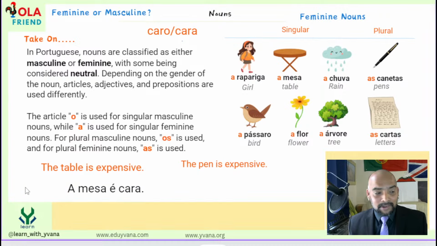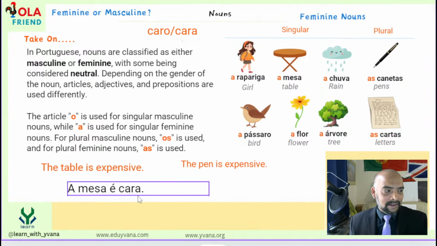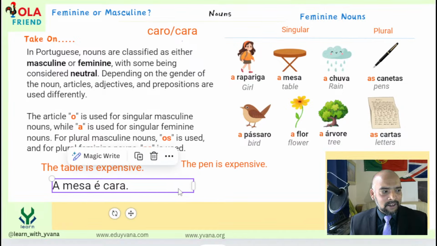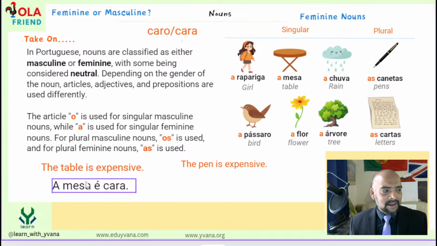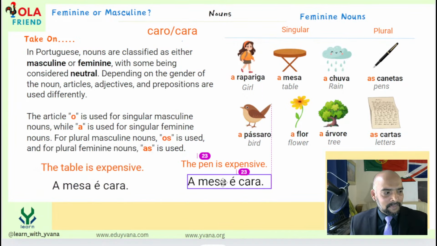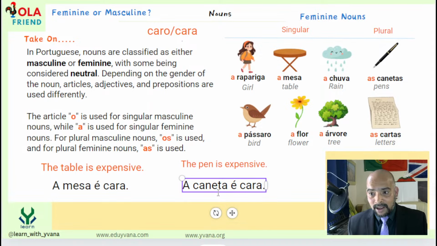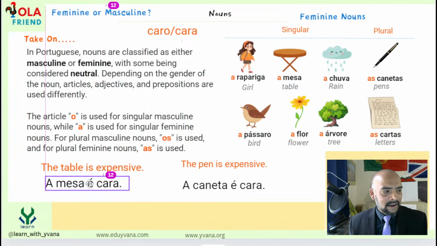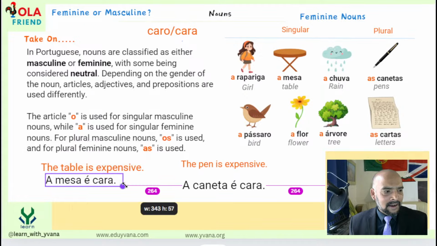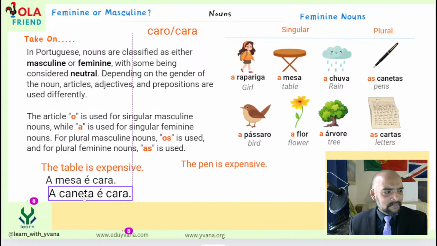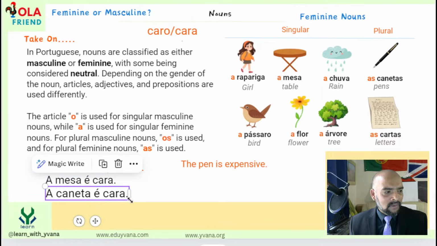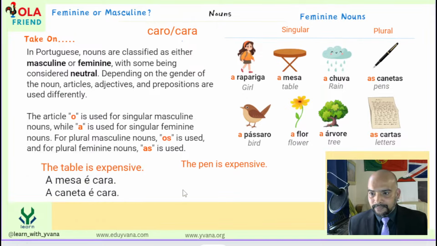That is why, Bikram, it is important to identify the noun, because mesa is a feminine word. So to say expensive, we have to say mesa é cara. And for the pen, I can say a caneta é cara, right? Pen is expensive. Mesa é cara. A caneta é cara, right? And if I put here some masculine word, for example, a mesa é cara, that's cool, Anju, right?